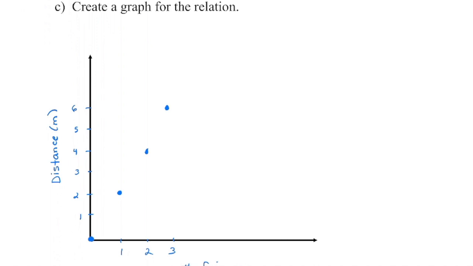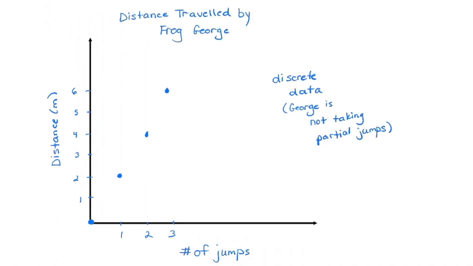Now, should we connect the dots? In this case, no, because it doesn't give us any information about George taking a partial jump. So I'm going to leave those just as discrete data, and I am not going to connect the dots there. Last thing, because they do give you a context in this case, it's not just a function y equals something x. We want to put a title so that people who look at our graph know what it represents. So any title that represents that scenario.